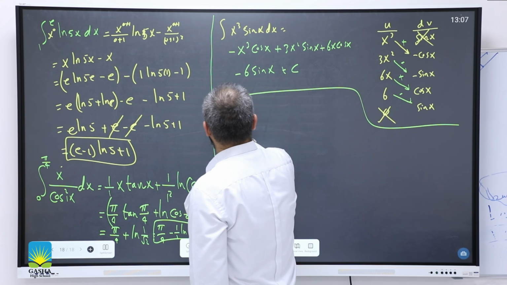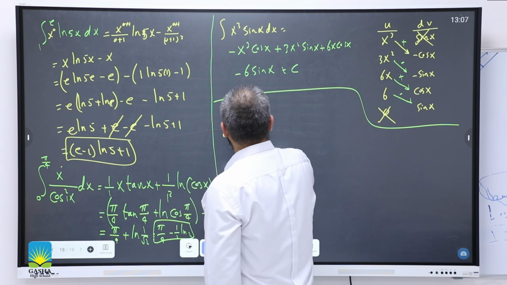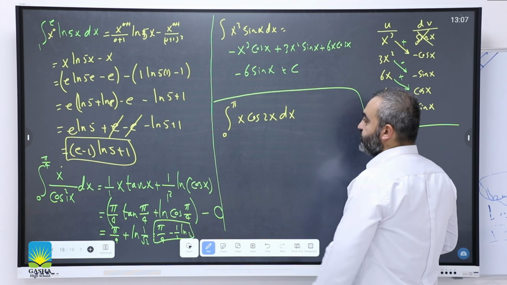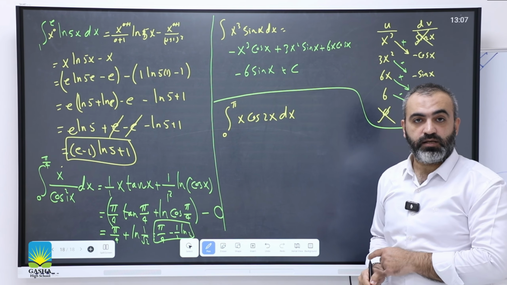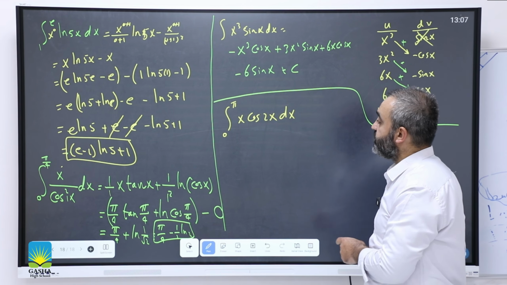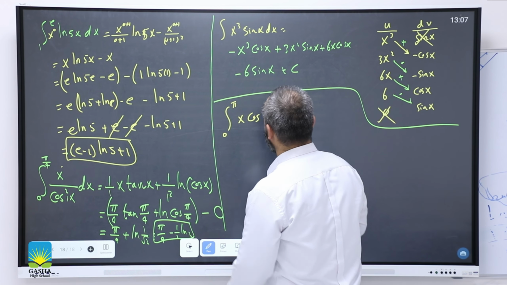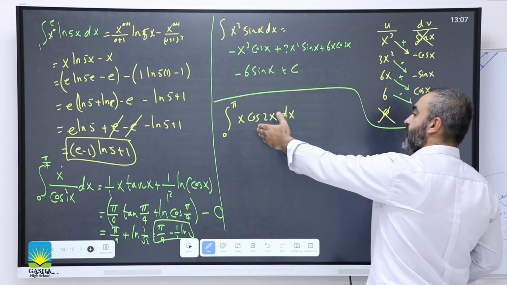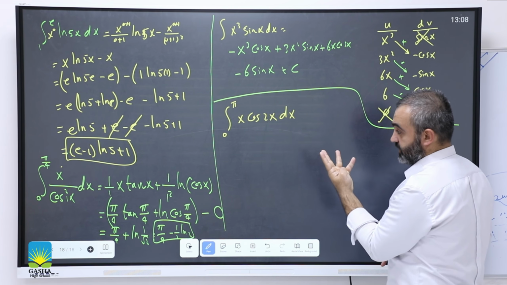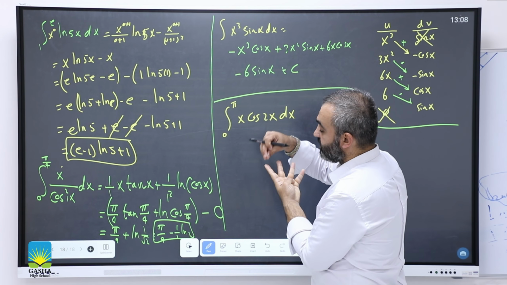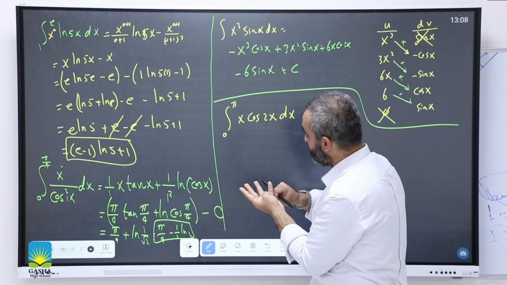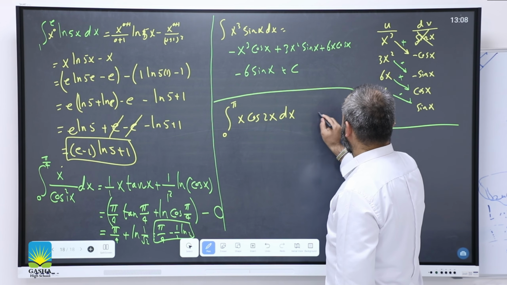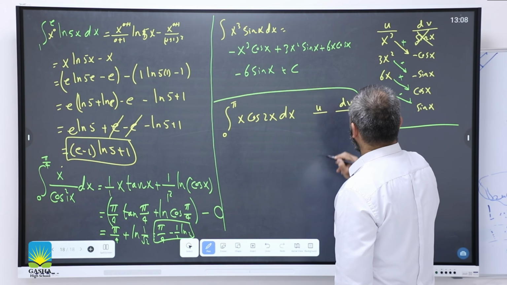Another example, integral from 0 to pi of x cosine 2x dx. How do we know this can be solved by integration by parts? Because we have x before sine, before cosine, before e, before roots. So any x before any of these terms, x before e, before sine, before cosine, before roots, can be solved by integration by parts. So we convert into the table u dv.